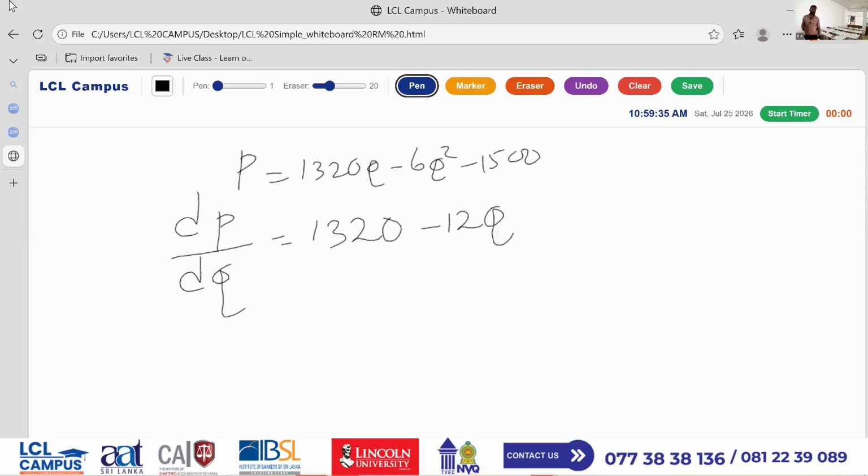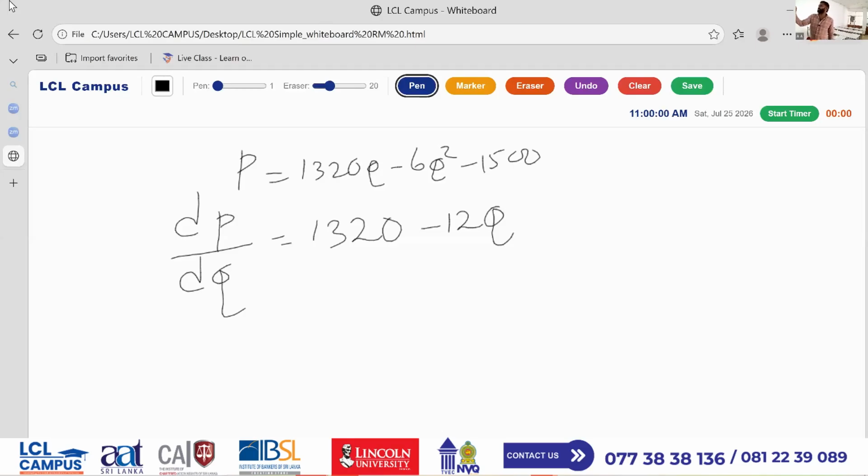Is it okay? The method is what? This power comes to here and multiplies with 6. Then that power minus 1. Here 1 is there, 1 multiplied with this is the same. 1 minus 1 is 0. Q to the power 0 means 1. That's why just 1320 is coming. Differentiation of a constant is 0. Therefore, this part is 0.